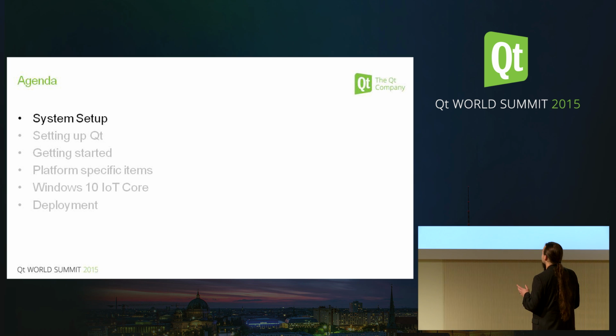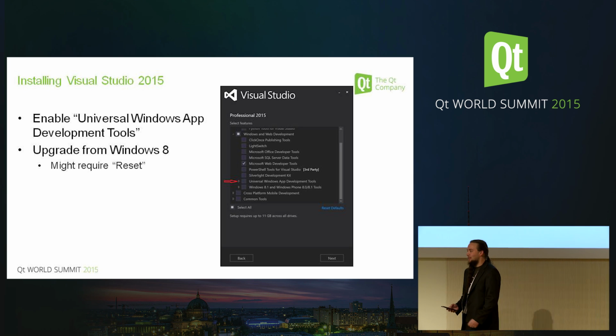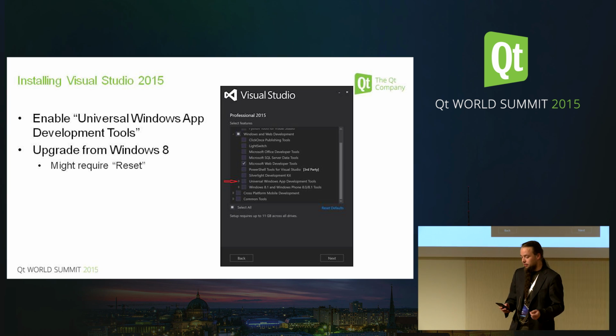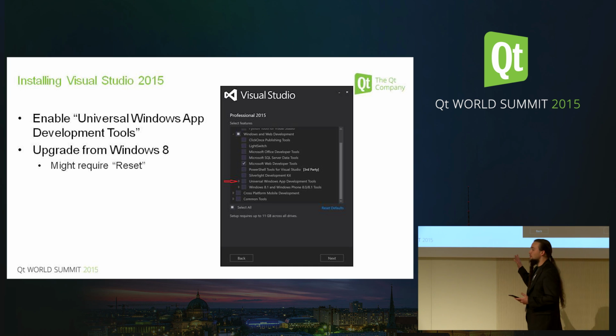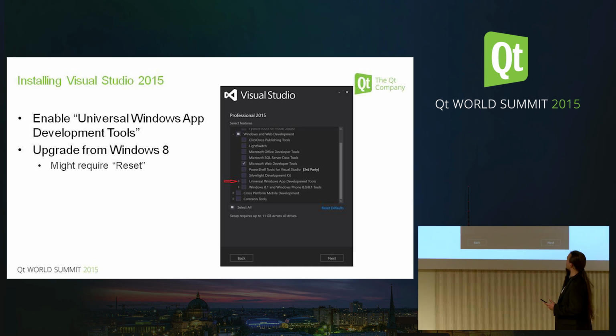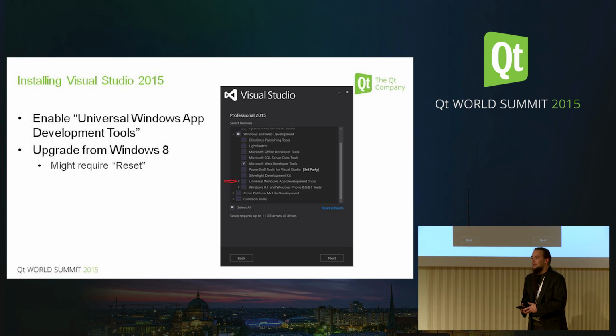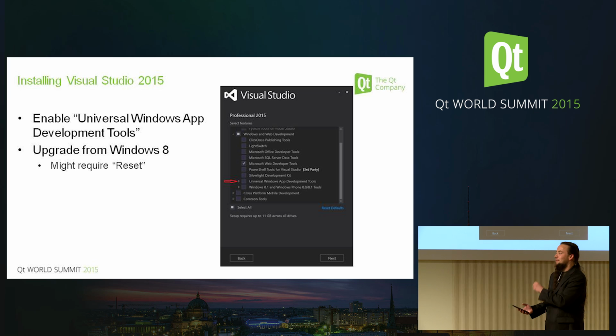Unfortunately, we will need quite some time on this item. It's not as simple setting up your system with Visual Studio and everything. First important item is if you install Visual Studio 2015, you will need to select Universal Windows App Development Tools. It's not enabled by default. Even though it's the default offering by Microsoft, it's not enabled by default.